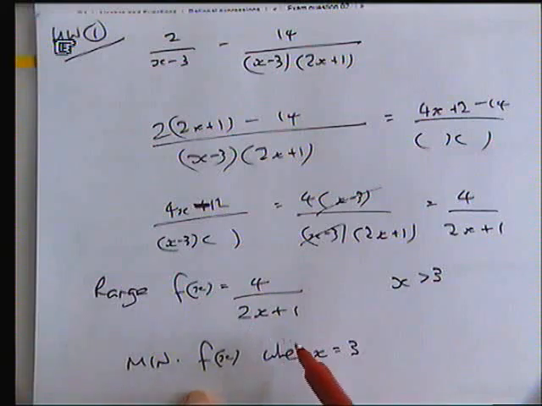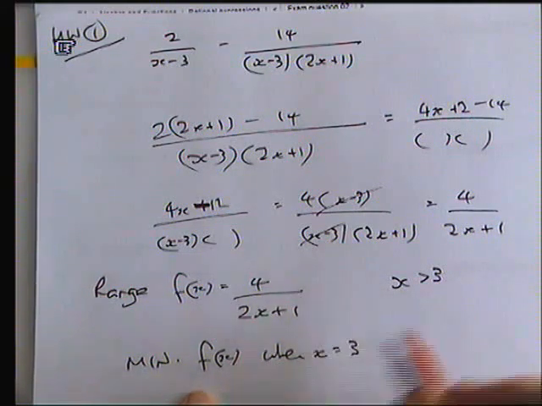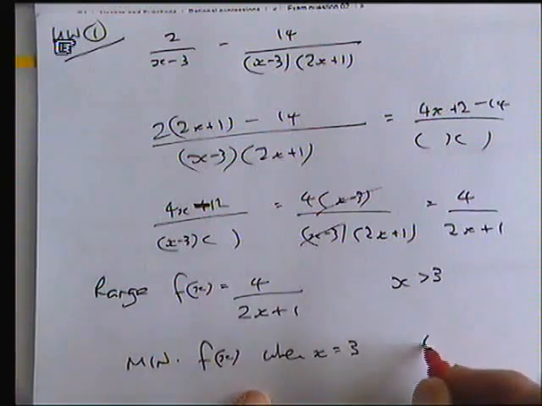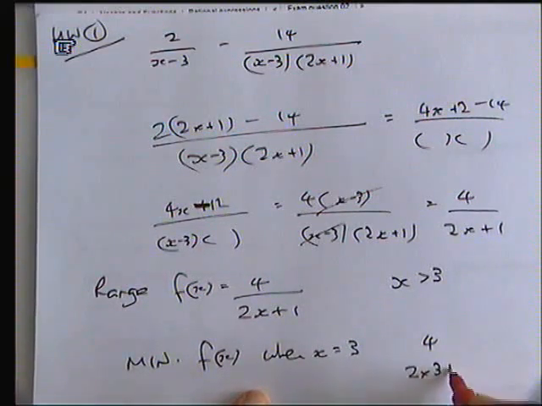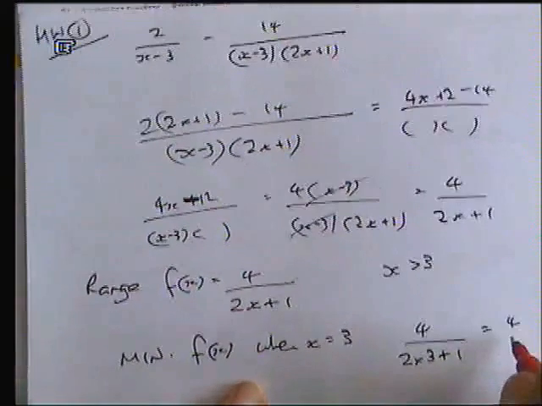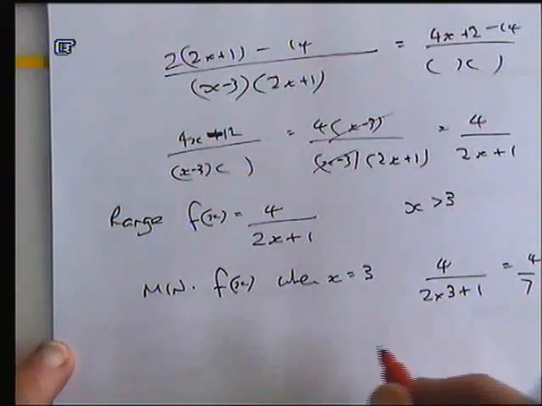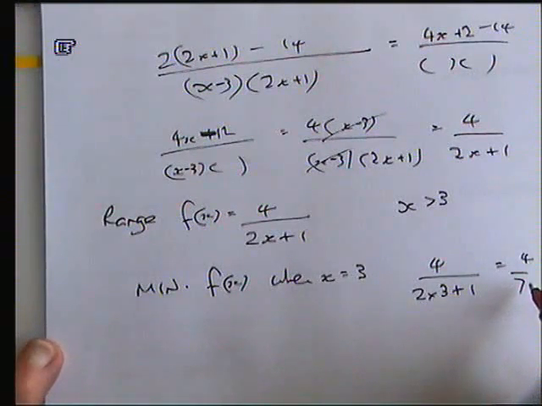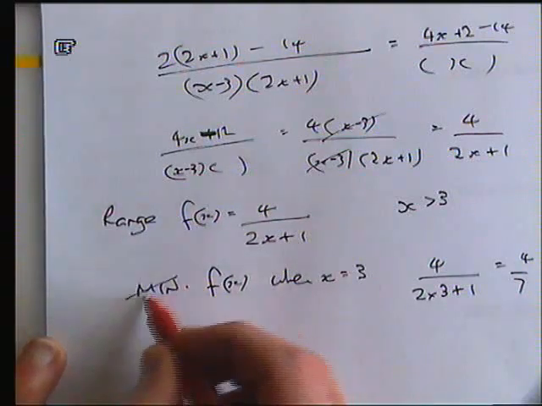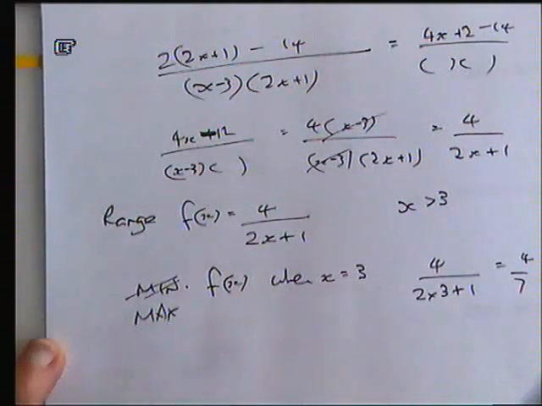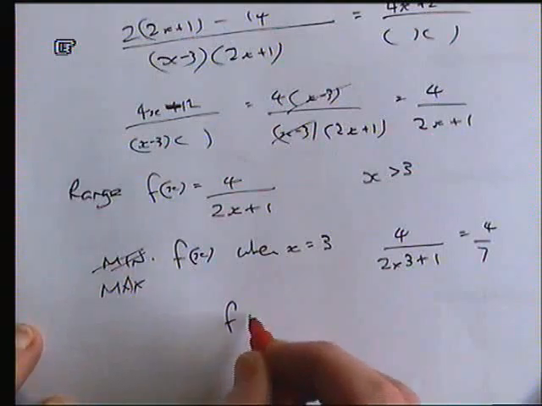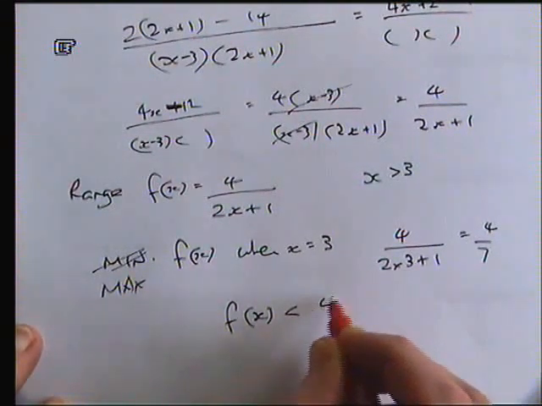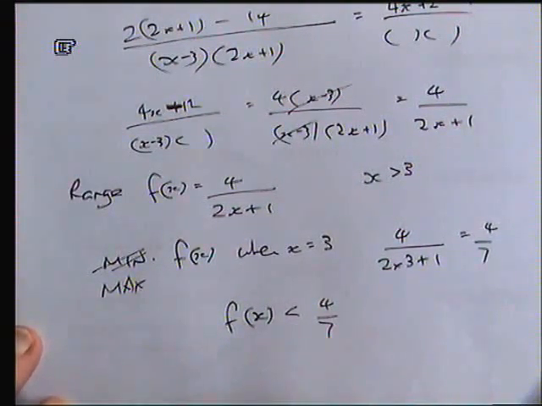Because as x gets bigger... Is that right? The bigger x gets, the smaller f gets. Yes, so it's the other way around. We need to look to see what does happen at 3. When x is 3, we're going to get 4 over 2 lots of 3 plus 1, which is 4/7. As x increases, what happens to this number here? Decrease. Yeah, so I need to change that, don't I? To its maximum then. So the range is f can be anything underneath 4/7.